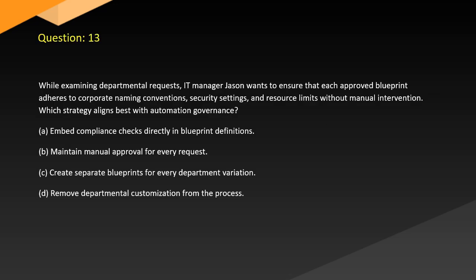Question 13. While examining departmental requests, IT manager Jason wants to ensure that each approved blueprint adheres to corporate naming conventions, security settings, and resource limits without manual intervention. Which strategy aligns best with automation governance? A. Embed compliance checks directly in blueprint definitions. B. Maintain manual approval for every request. C. Create separate blueprints for every department variation. D. Remove departmental customization from the process.